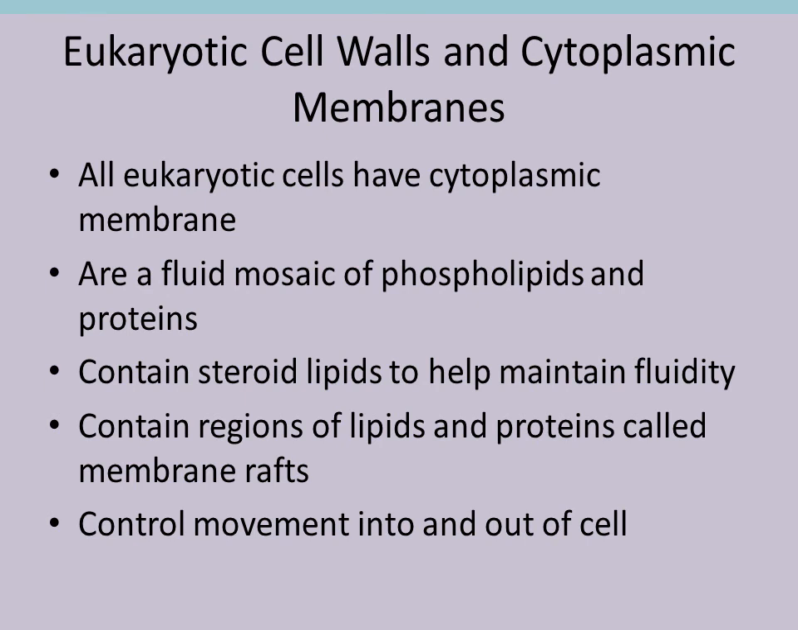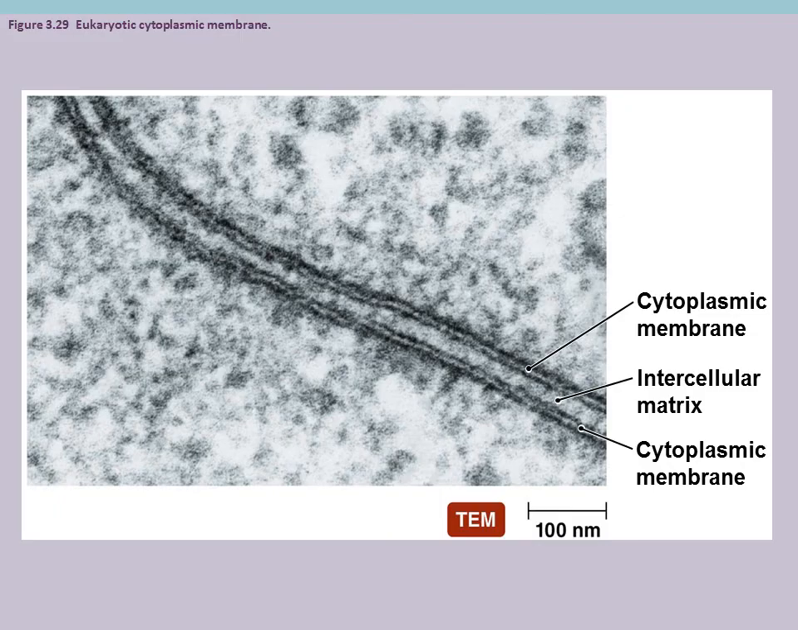Now, once again, all cells will have that cytoplasmic membrane. It's going to be the fluid mosaic with the phospholipids and the embedded proteins in it. There will be things like cholesterol, embedded within the phospholipids, to help maintain the structure of it. Once again, its function is controlling what's moving in and out of the cell. So there are similarities like that. This is a transmission electron microscope image showing in detail what the cytoplasmic membrane looks like.